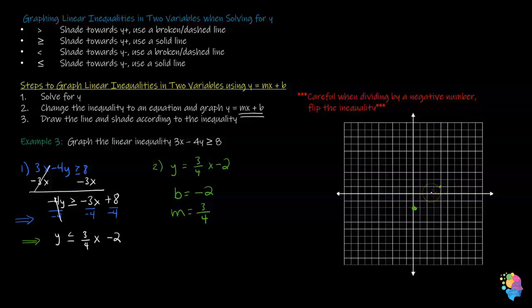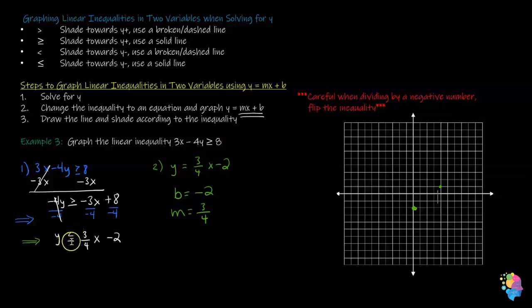So let's do that. We do 3 up and then 4 to the side, and it lands the next point right here. Once you have plotted your point, you're going to go back to the inequality to see if we can or cannot include the line and if we should shade above or below the line. Now, at this moment in time, we have two different inequalities. The original inequality, the one that is greater than or equal to, and then we have, when we solve for y, the less than or equal to.